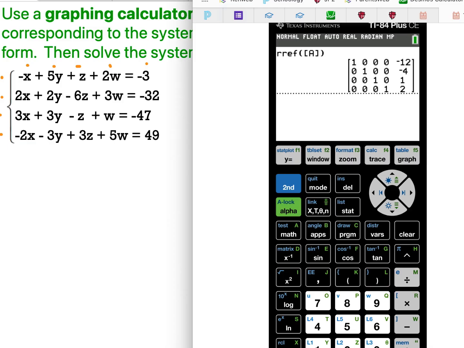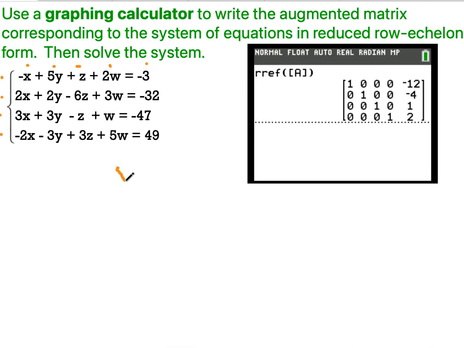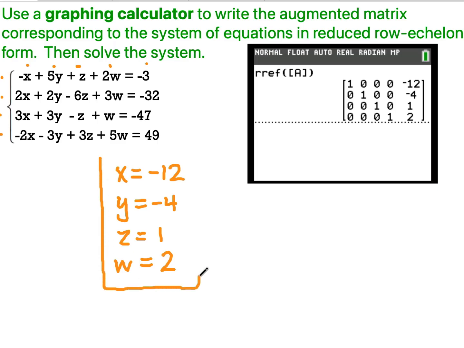Isn't that glorious? Okay, sometimes I love technology. I know that x equals -12, y equals -4, third column was z equals 1, and the fourth column, they ran out of letters, they used w equals 2. Amazing. What a nice shortcut.